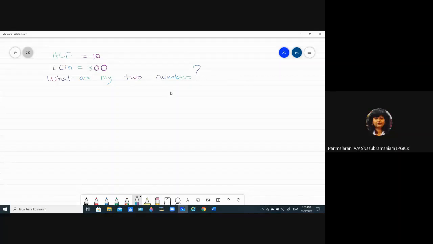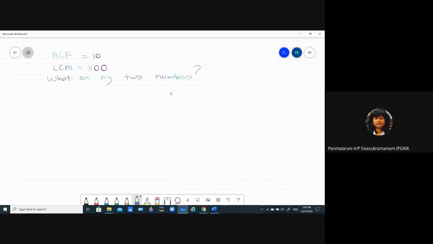10 and 30. Is it? 30 and 10. Are you sure? Maybe 30 is one of the answers. LCM is the multiplication, the total product of all the prime factors, right? Correct.